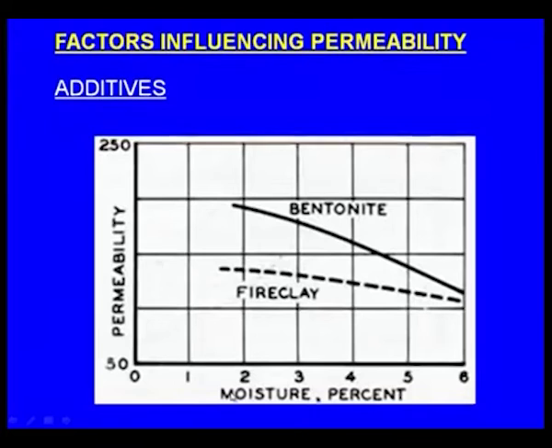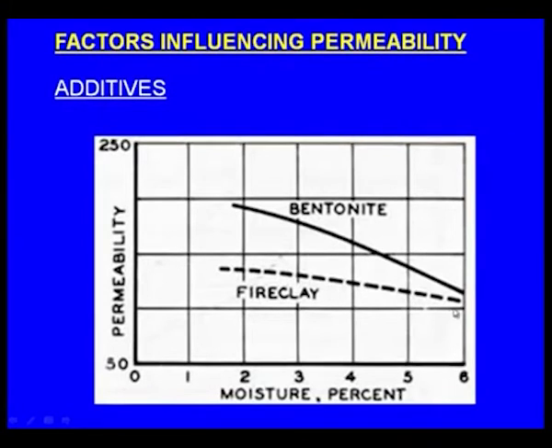Next, let us see the influence of additives on the permeability. Here this is the moisture content and this is the permeability. Of course this is the bentonite and this is the fire clay, which is an additive. So what is its influence on the permeability? When the moisture content is 2%, the permeability is this much. As we increase the moisture content, the permeability is coming down. So this is the effect of the additives on the permeability.